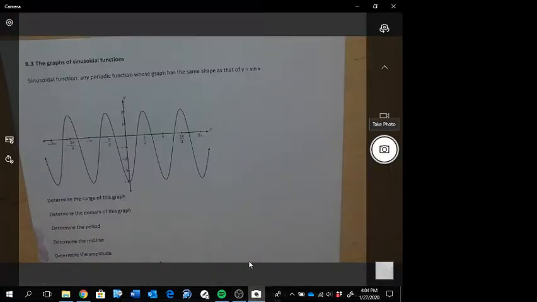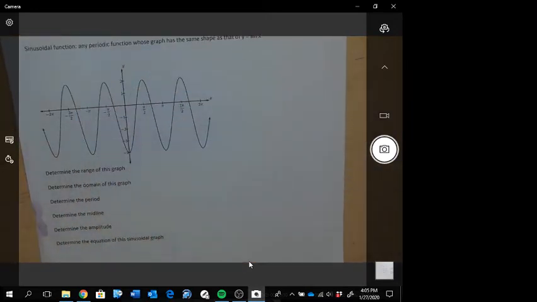Okay, 8.3, the graphs of sinusoidal functions. Here is a sinusoidal function. It is any periodic function whose graph has the same shape as that of y equals sine x. You can see it goes up and down, repeating a pattern.